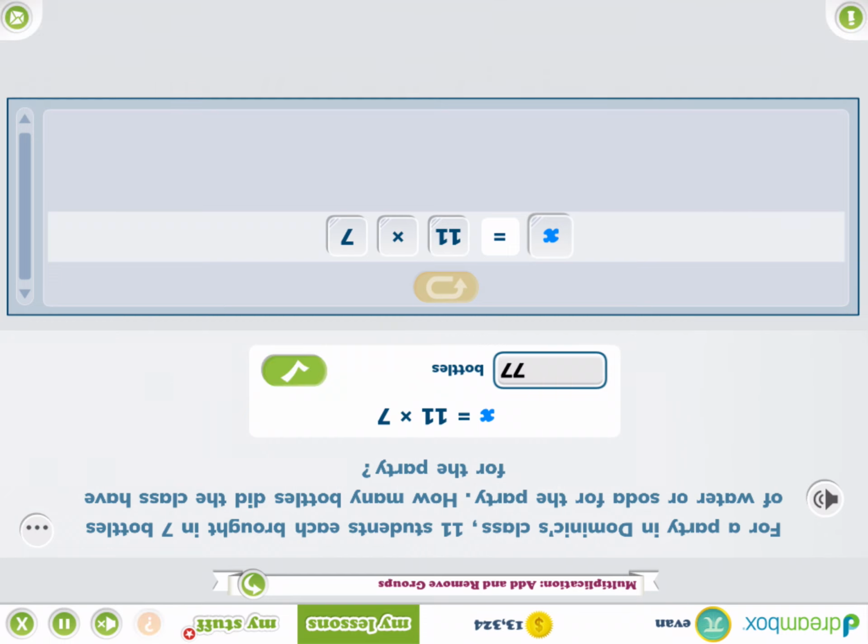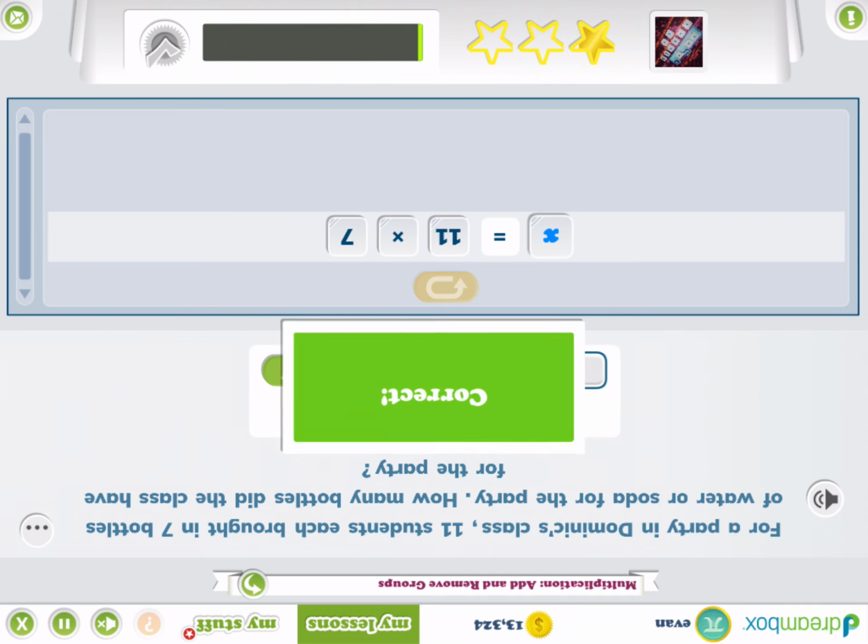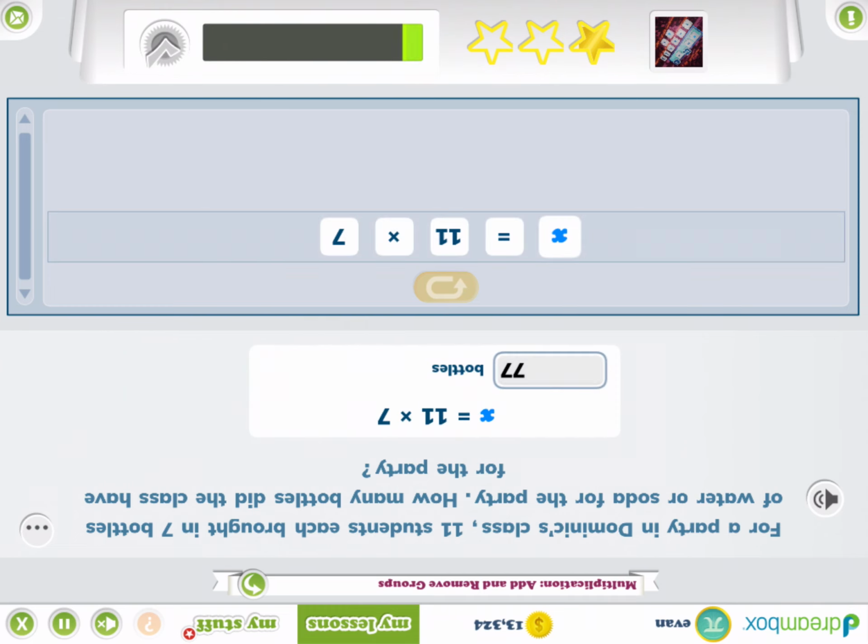Good job! The students bring in 77 total bottles. Select Next when you are ready to move on.